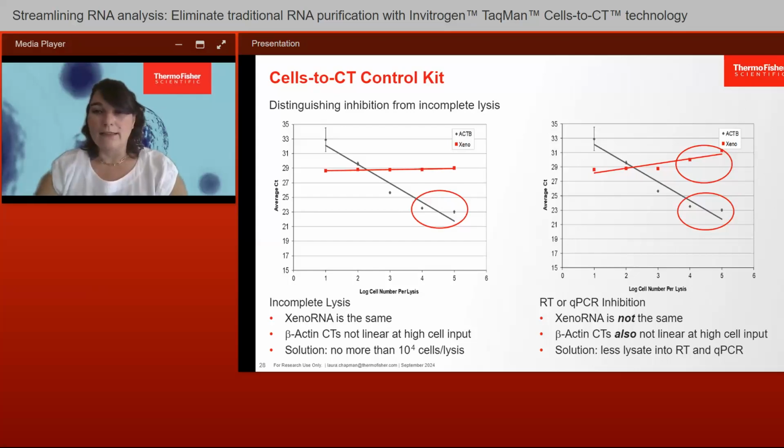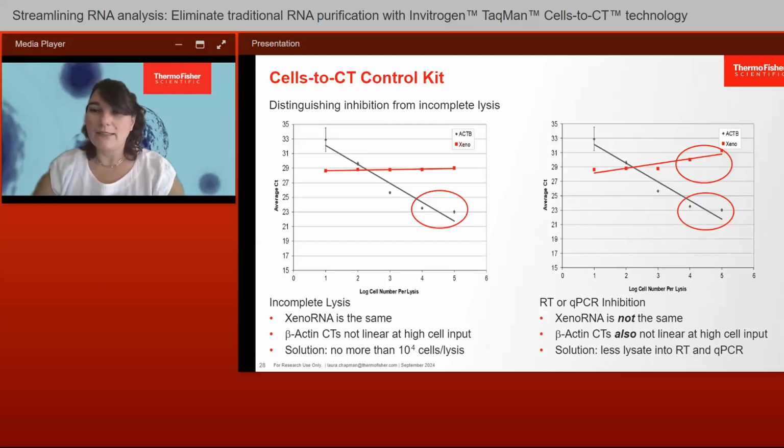And then on the right side, this is an example of what you would see if you have RT or qPCR inhibition. And the way you would be able to determine that is by looking at the xeno-RNA. So again, we had a serially diluted series of cells from 10 to the fifth all the way down to 10 cells. I'm sorry, this wasn't HeLa cells. This was a different cell.